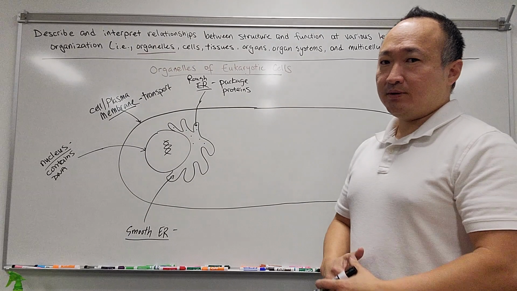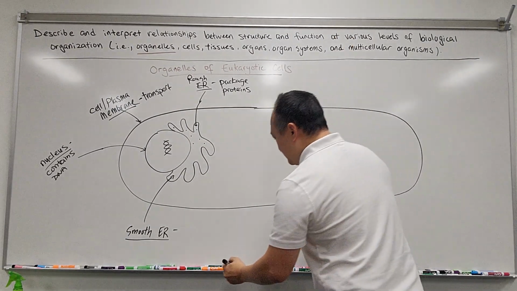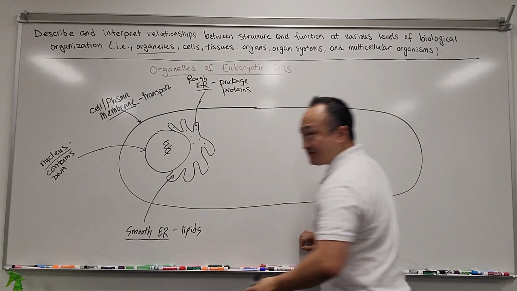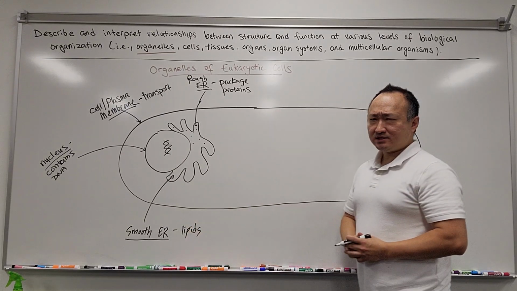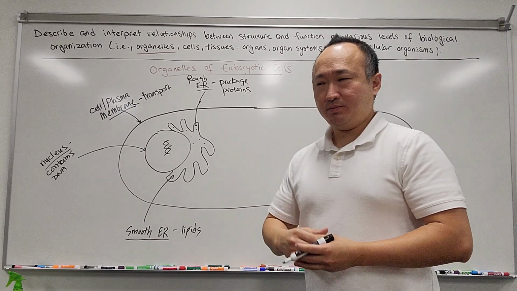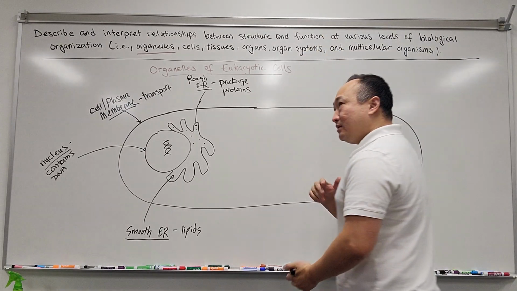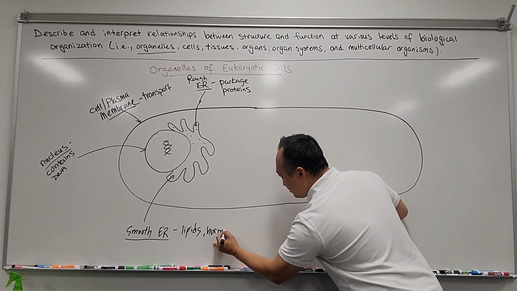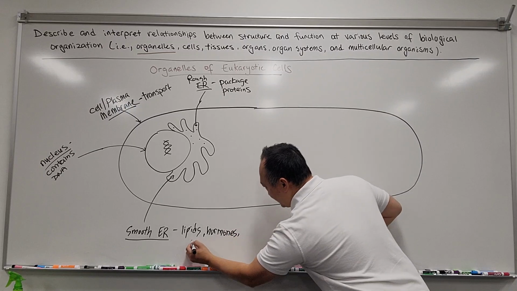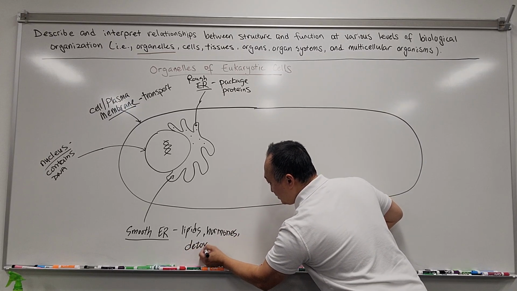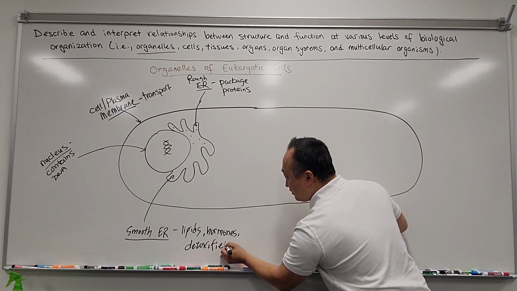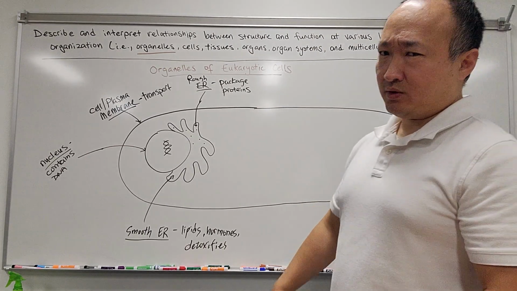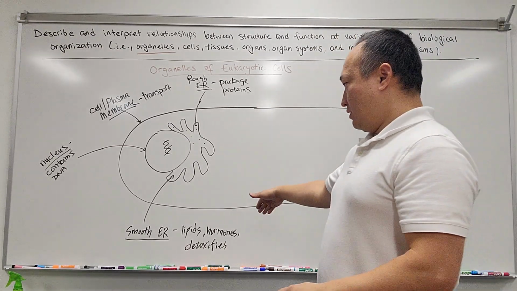All right, the smooth ER's job is to make lipids, like fats. A lot of hormones are lipid-based. Hormones are molecules that help in communication, and we may get into a little bit of that later. And it also is responsible for detoxifying harmful chemicals that enter the cells.